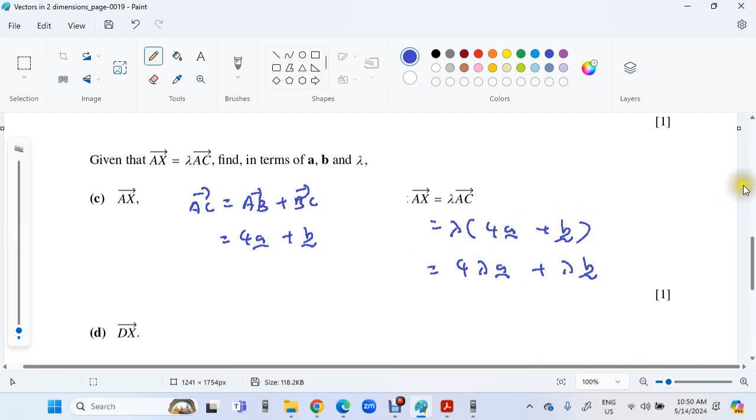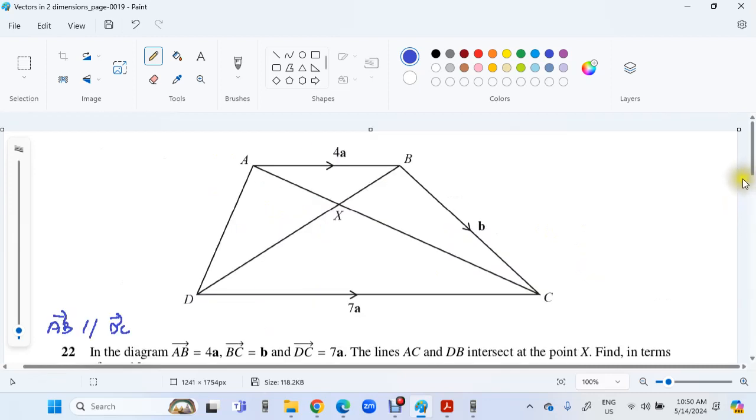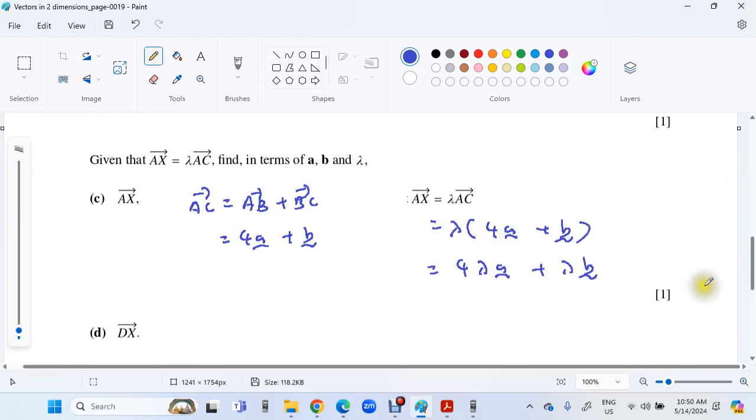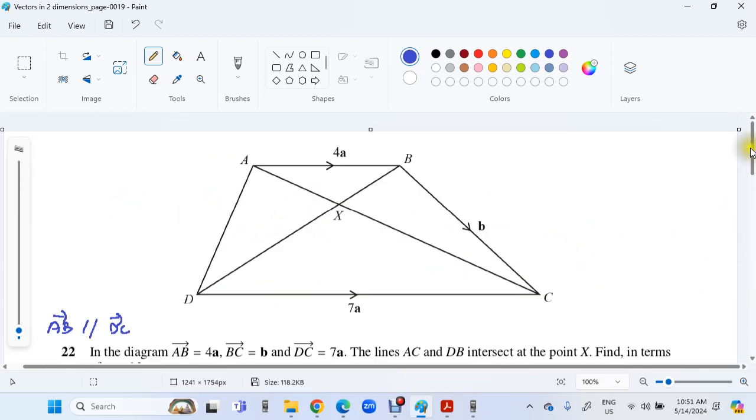Next, we want to find DX, from D to X. Just now we have AX, A to X. We have AX here. Now the question asks us to find D to X.